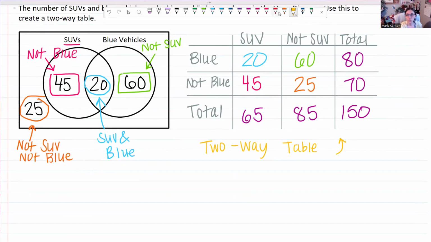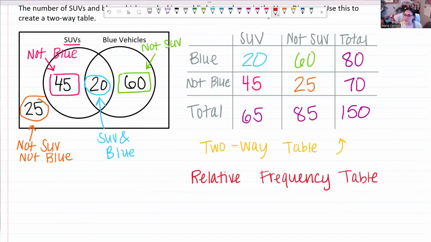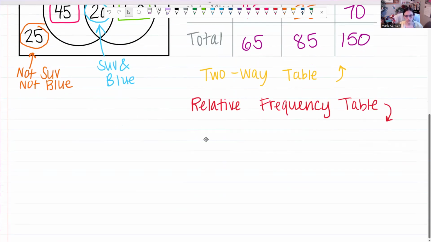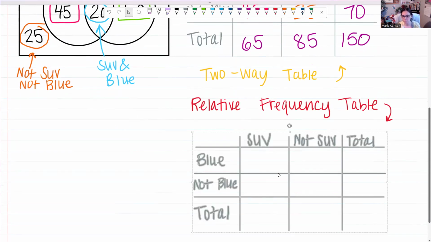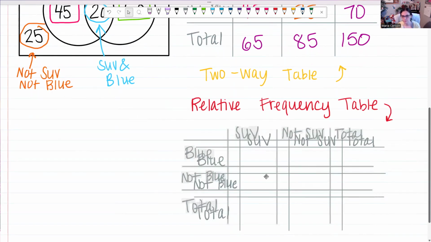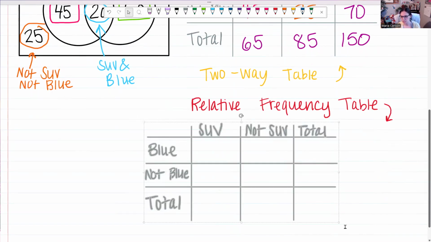And from this, we can create what is called a relative frequency table. So we're going to do that down below. So a relative frequency table takes each of these numbers and it divides it by the total. So this is going to look very similar. Just a little bit bigger.